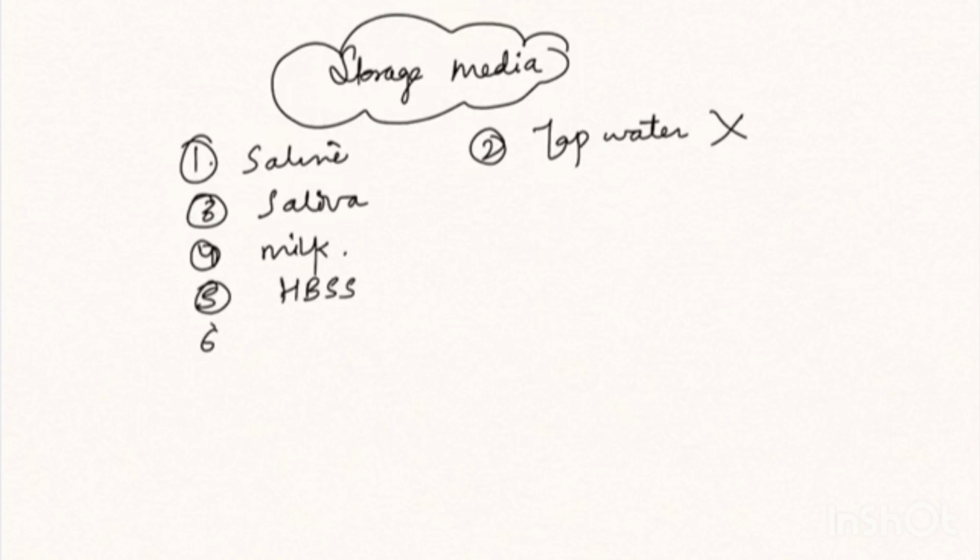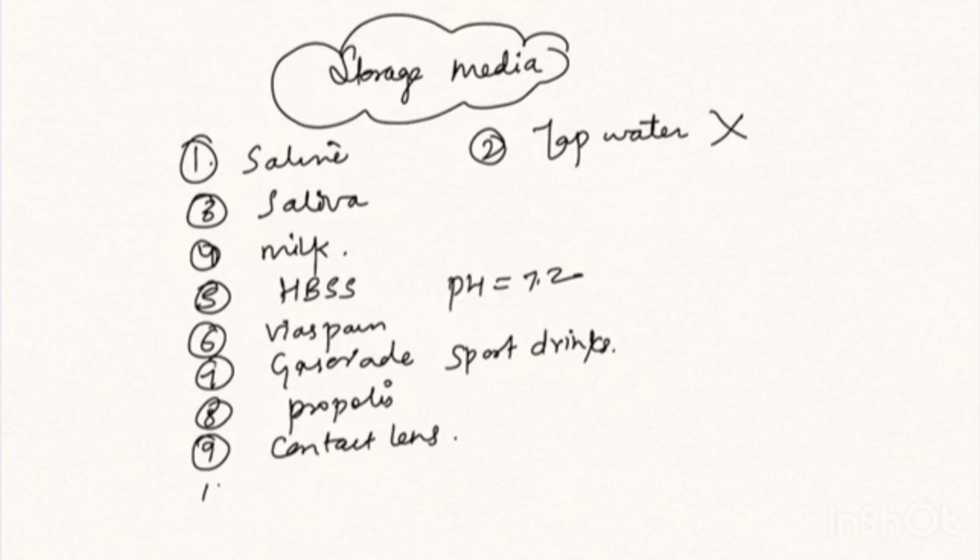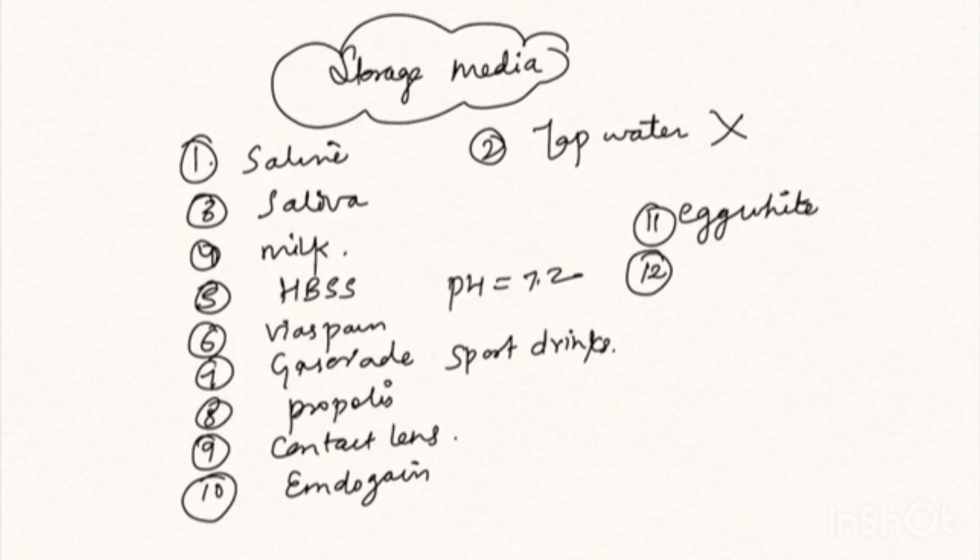Then HBSS, Hank's balanced salt solution with pH 7.2, and then Viaspan, and then Gatorade sports drink can be used, but it has acidic pH. Then propolis can also be used, contact lens, Emdogain, egg white, and the best medium recently used is coconut water. Sometimes the patient stores the tooth in the oral cavity or near the vestibule, but salivary contamination can occur.